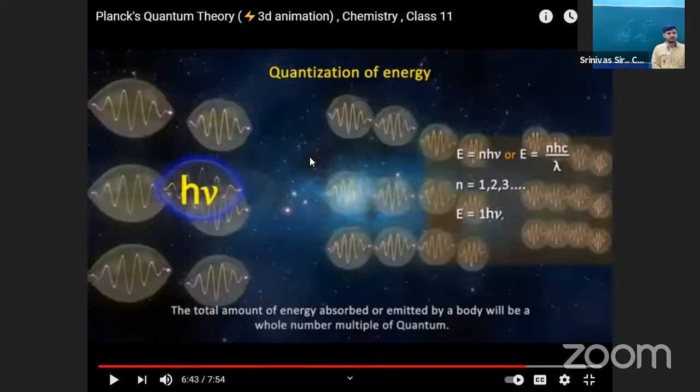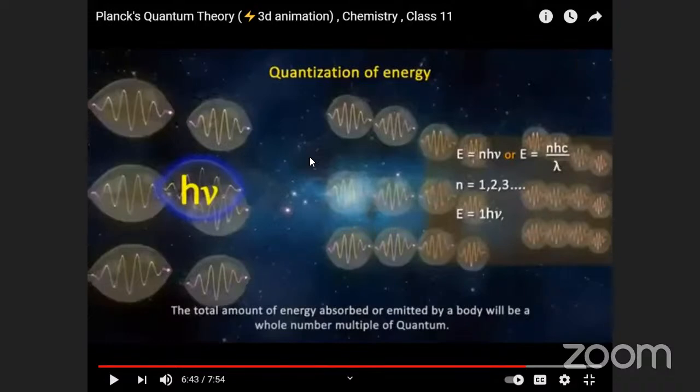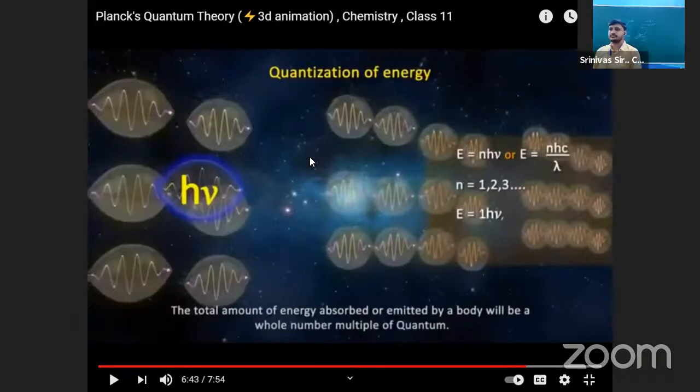Niels Bohr utilized Planck's quantum theory a lot to explain his atomic model. Completed, sir? Okay. So the total amount of energy absorbed or emitted by a body will be a whole number of multiples of quantum.